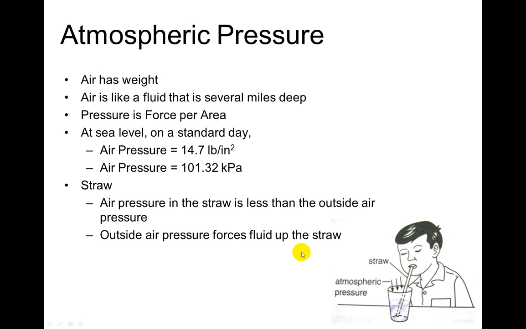At sea level on a standard day, air pressure is going to be 14.7 pounds per inch squared, which you'll also see written as PSI. So 14.7 PSI, or also 101.32 kilopascals. In the American system, we use PSIs. In the metric system, well, actually the SI unit is pascals, which is this Pa here.